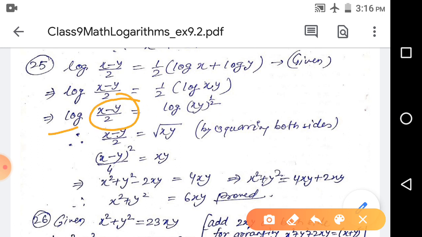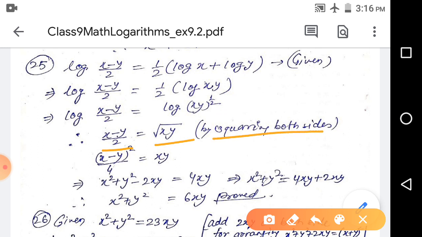So here log, here log, so this part is equal to this part. See this section, this part is equal to this part. Now this means square root of xy. So what we have is (x minus y)/2 is equal to square root of xy.